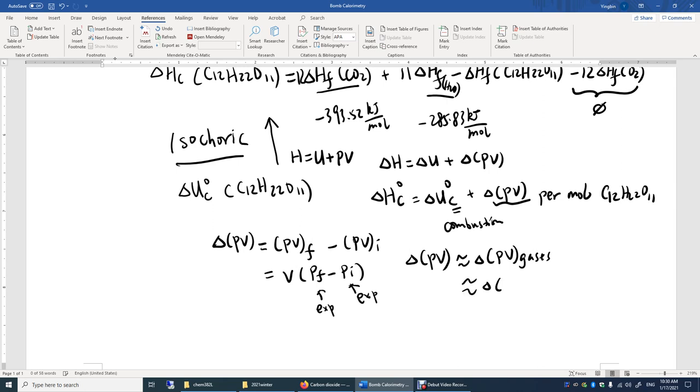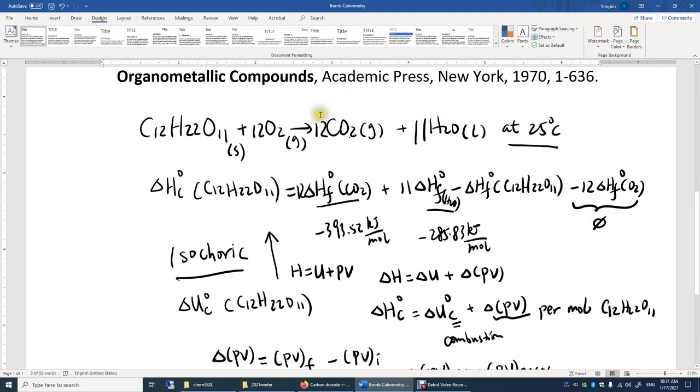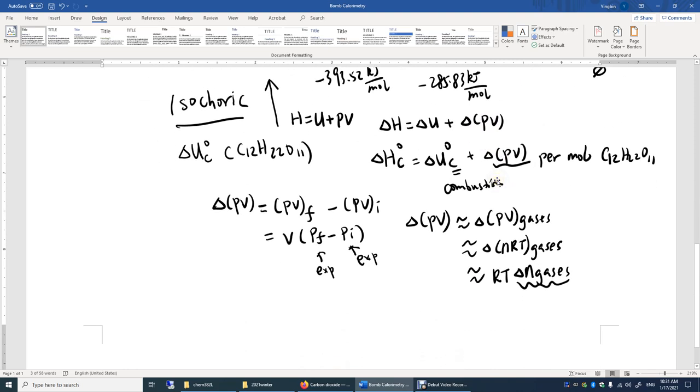And also we can assume the ideal gas behavior. So for gases, PV is roughly nRT. And somehow if you make sure the reaction temperature is around 25 degrees, it's roughly a constant, and then we can take RT out of the parentheses. All right, and all we need to know is the change in the number of moles of gases per mole reaction. For this chemical reaction, if you count the number of moles of gases on the left-hand side, it's 12. Do not count solids. On the right-hand side, it's also 12. Do not count this liquid. And then in this case, well, it's actually zero.